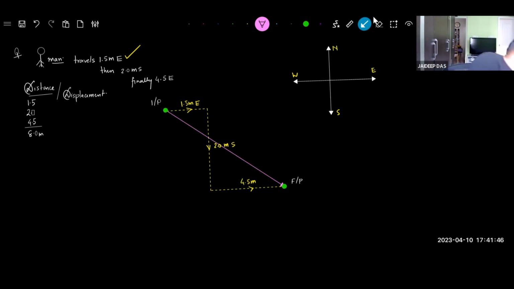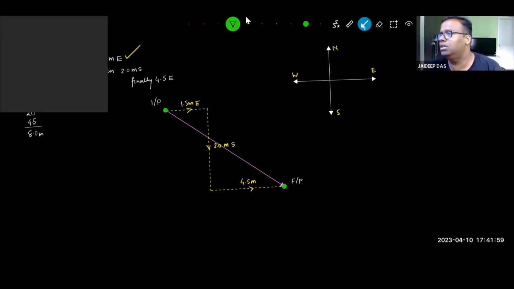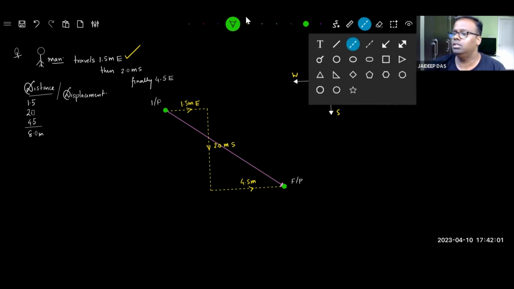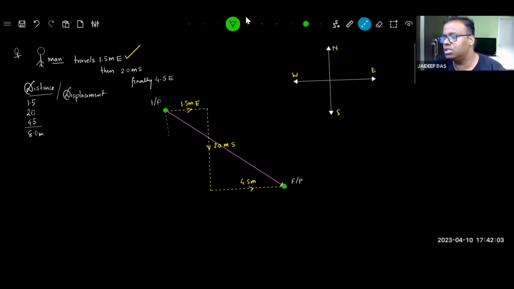Now, how do we calculate it? Initial point whole square minus final point whole square, I think. How do we calculate it? No, why do you remember? Apply geometry here. Just apply geometry. We need to find the pink line.